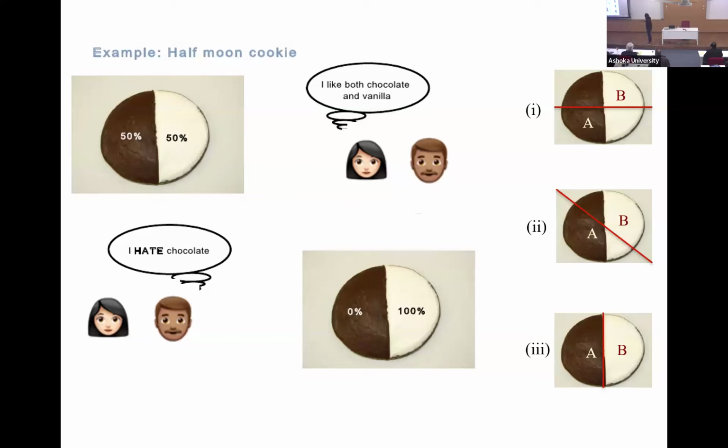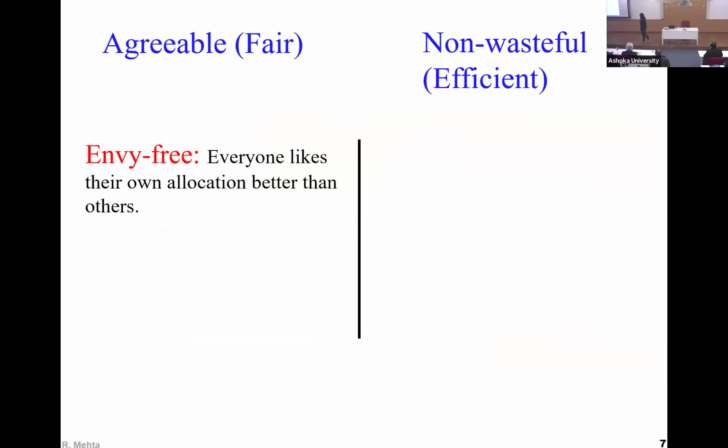But the last one is also efficient. It's actually Pareto optimal, right? So that way we can define some, I just tried to give you a hint about the fairness notions that we care about. The first one is envy-freeness, where the allocation is such that nobody should say that I want somebody else's allocation over my allocation. Okay? So I don't envy anybody else.